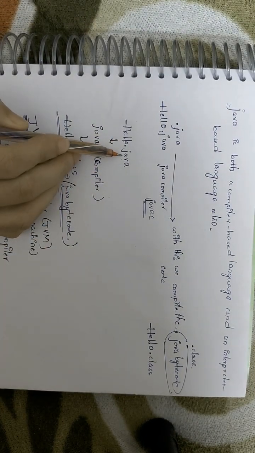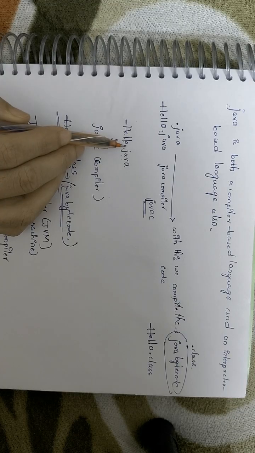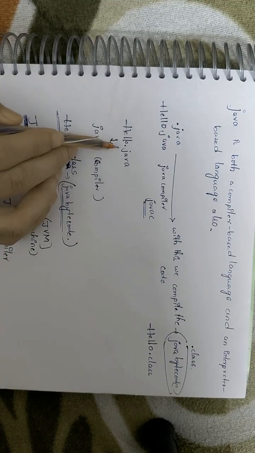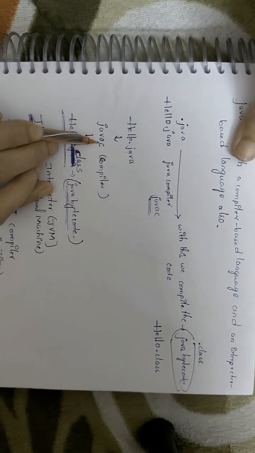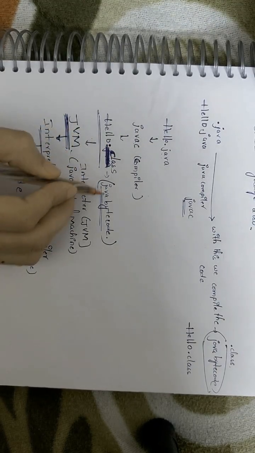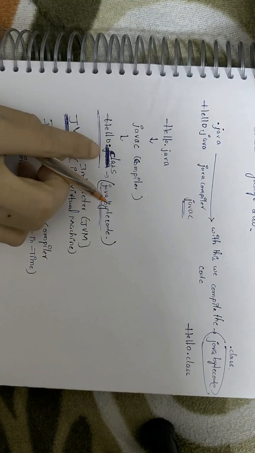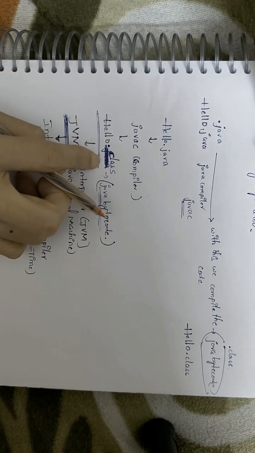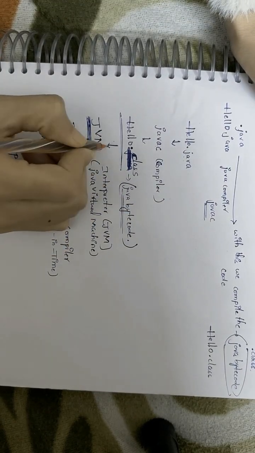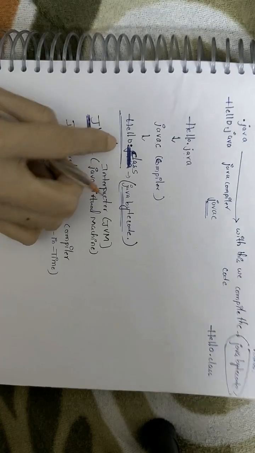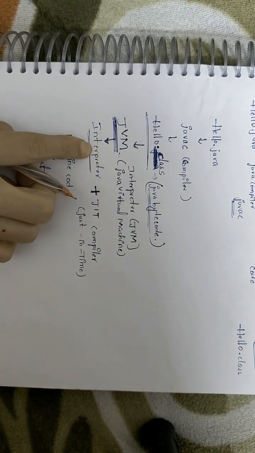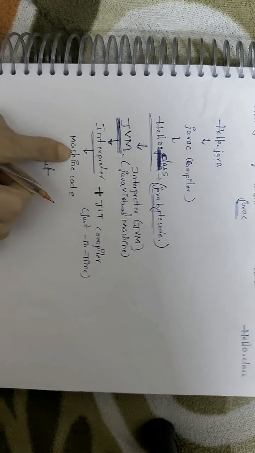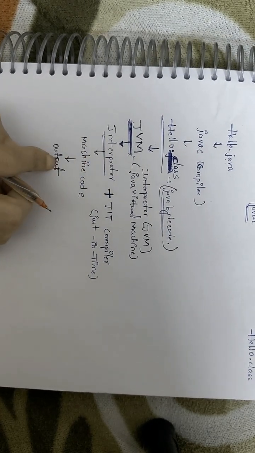First, Hello.java with the .java extension is the source code. The source code is compiled by javac. Once compilation is done, our bytecode is written with the .class extension, so our Hello class file is generated. After that, this file goes to the JVM, then the JVM gives it to an interpreter, which produces machine code, and the machine code gives the output.